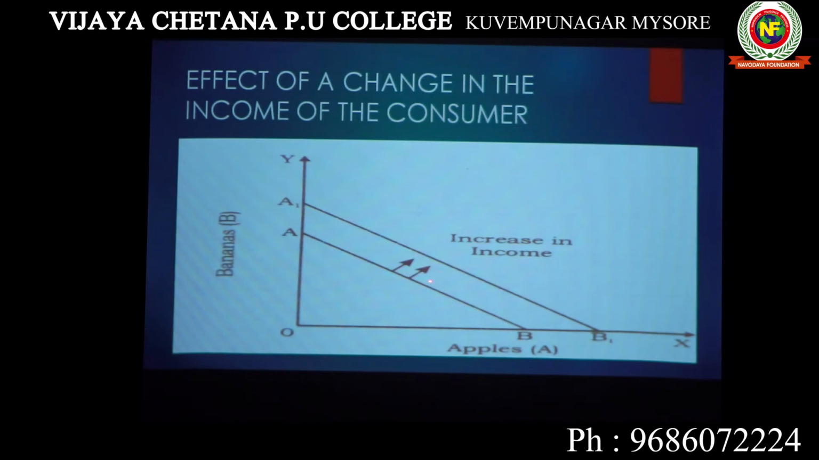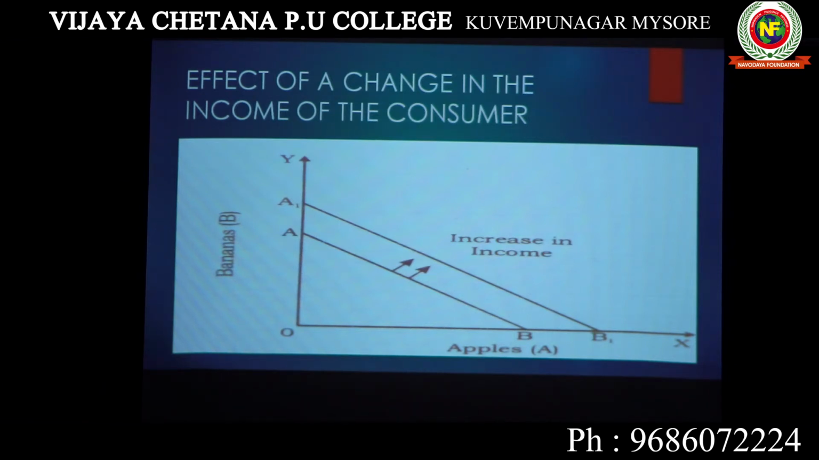If his income increases, the budget line shifts rightward. If his income reduces, the budget line shifts leftward. So this may be asked in the examination. What is the effect of a change in the income of the consumer on the budget line? So we have understood what is budget line, budget set, opportunity set, and the impact of a change in income on the budget line.